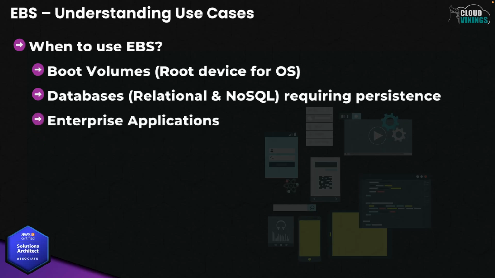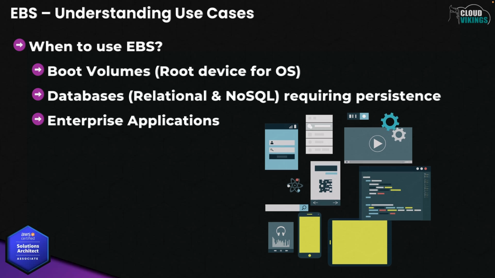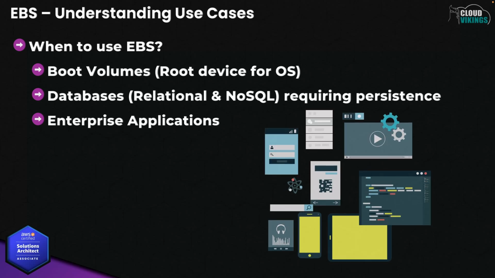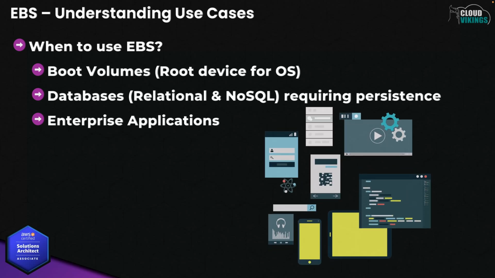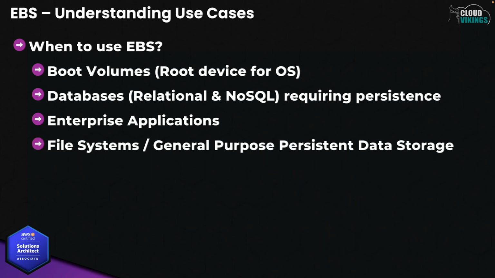And next, really any kind of standard business application, workload, or file server that requires reliable persistent block storage is really a prime candidate for EBS. Really, anytime you need a traditional file system to store data that needs to survive instance stops or even complete replacements, EBS is certainly the way to go here.